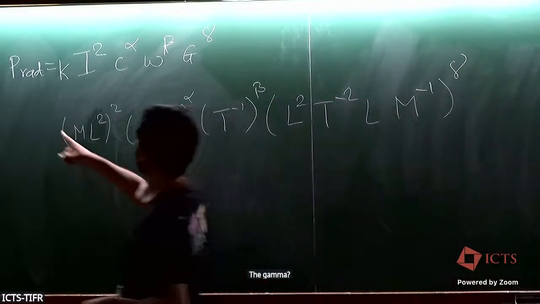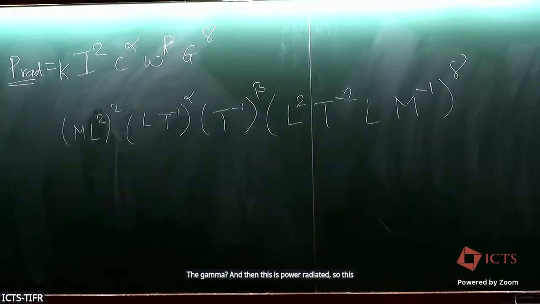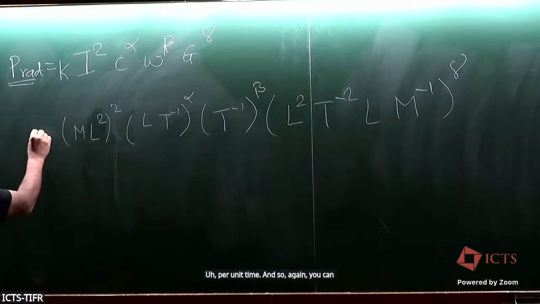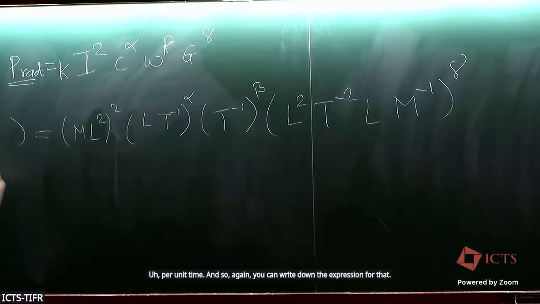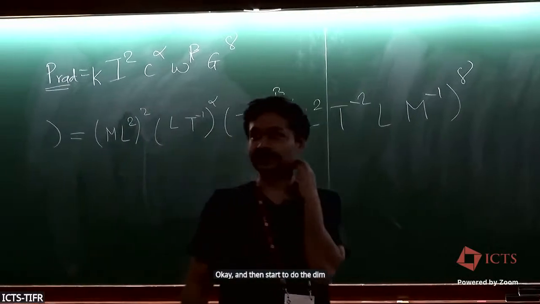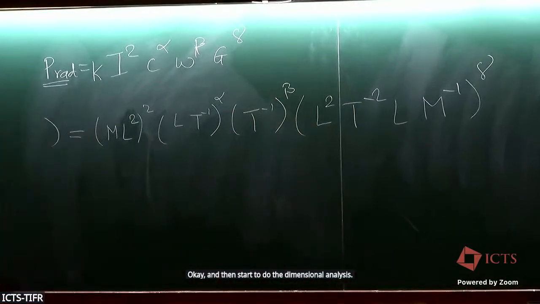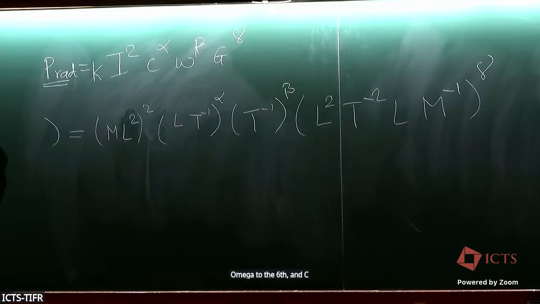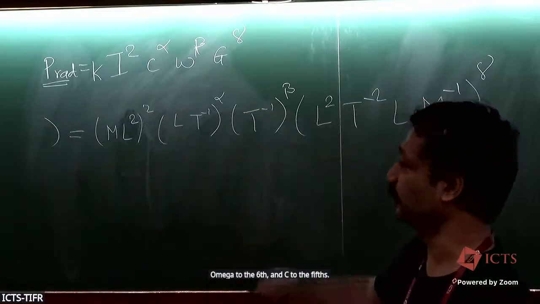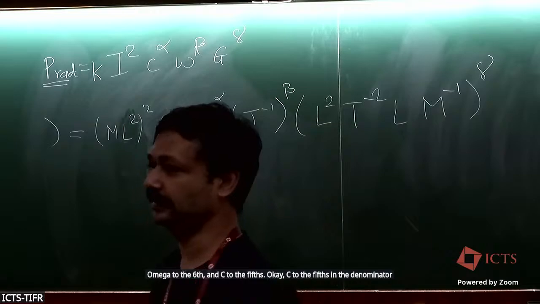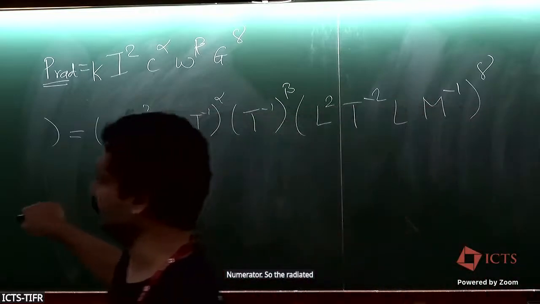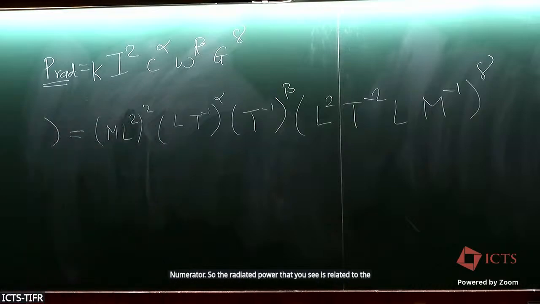And then this is power radiated, so this is energy per unit time. Again, you can write down the expression for that, and then start to do the dimensional analysis. Once you do it, you will see that it comes out to be these powers: omega to the 6th in the numerator and c to the 5th in the denominator. So the radiated power that you see is related to the frequency of these gravitational waves.